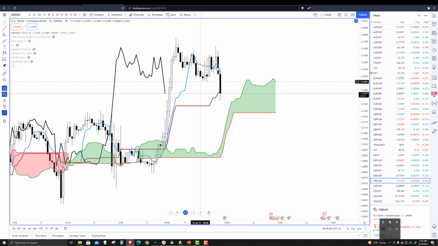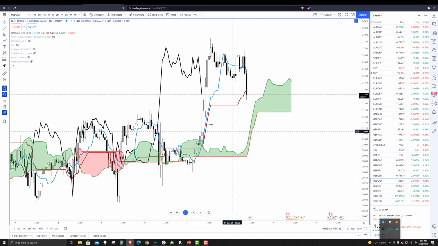Really probably not looking to go long until it breaks that. So, or it could trade sideways, but that's what I'm looking at. I'm not looking to go short, but I am looking to go long if those conditions change.